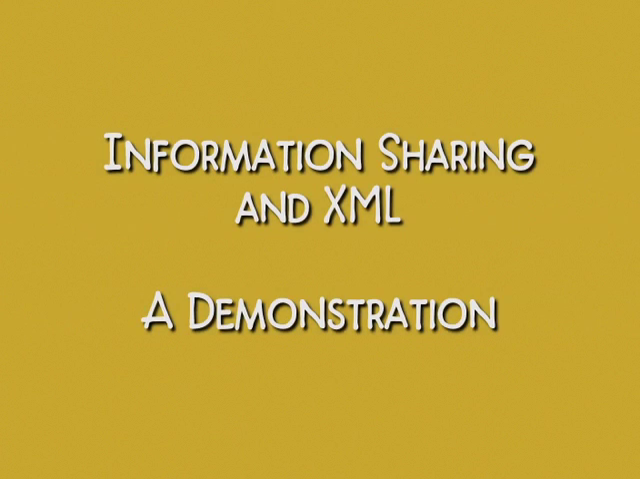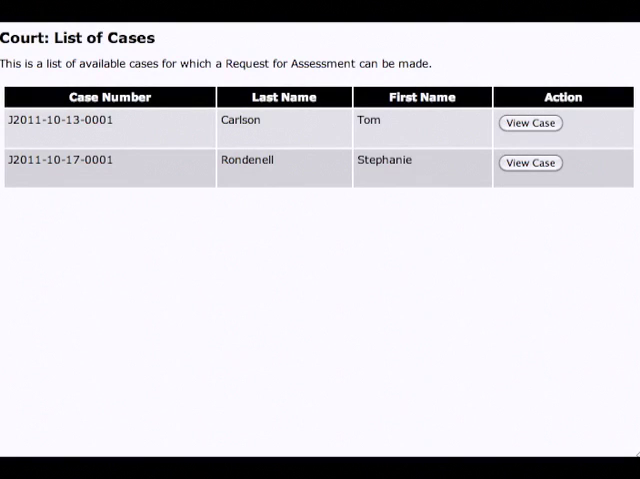So this is our demonstration system for information sharing. What we've done is written up two small systems, each running on a different server, one to act as a court and one to act as a treatment provider. And they'll share information back and forth using XML. A very simple amount of information, but it's just a demo system. Right now we're looking at the court side of it, the list of cases. And as you can see, there's two cases listed here, and the names are just people involved in the project. One of them is me.